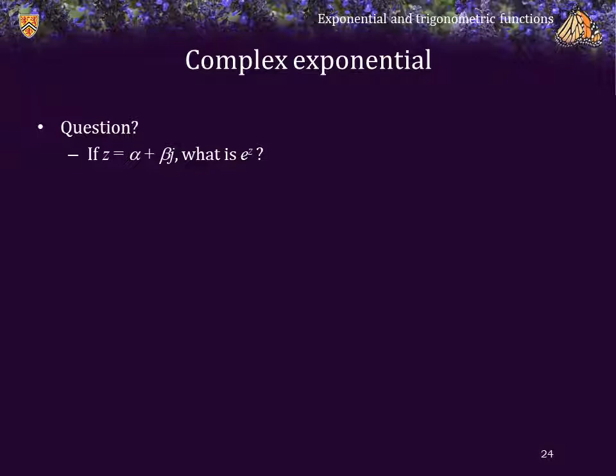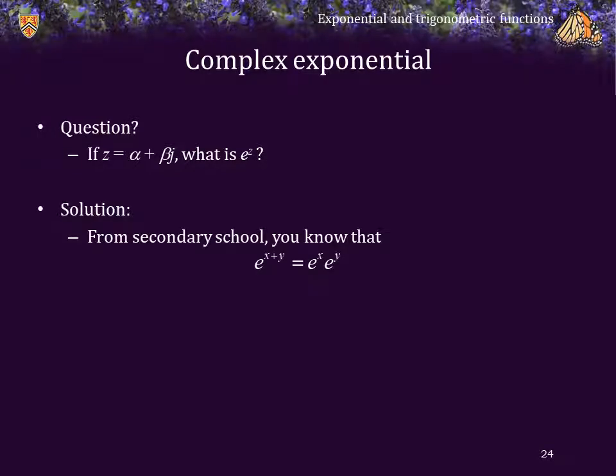Now, our next question. If z is equal to alpha plus beta j, what is e to the z? Solution. Well, from secondary school, you already know that e to the x plus y is equal to e to the x times e to the y. Thus, e to the alpha plus beta j is equal to e to the alpha times e to the beta j. And that's equal to e to the alpha times cosine of beta plus sine of beta j.